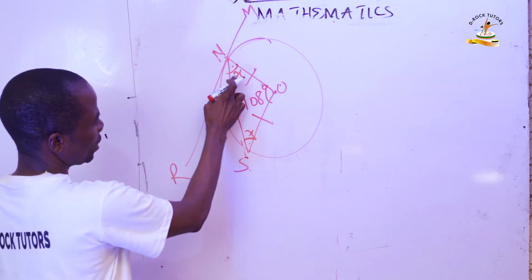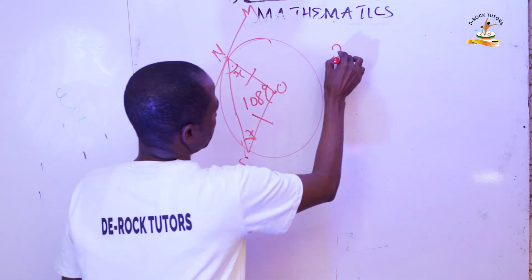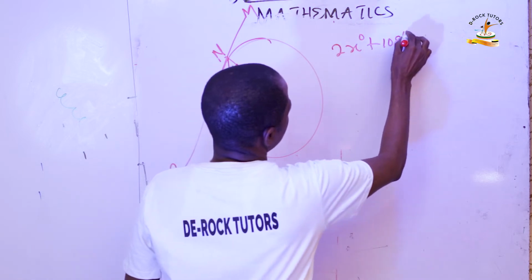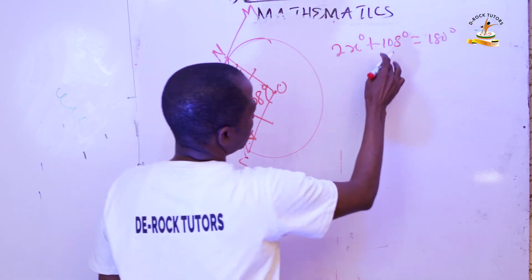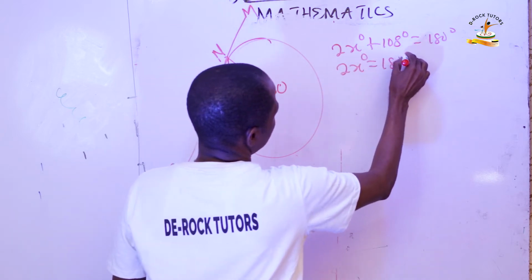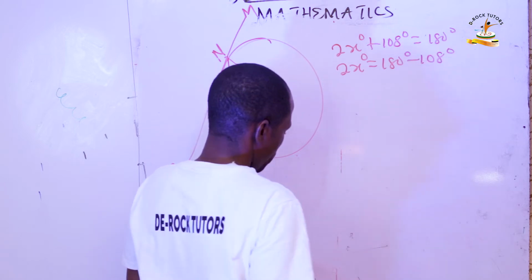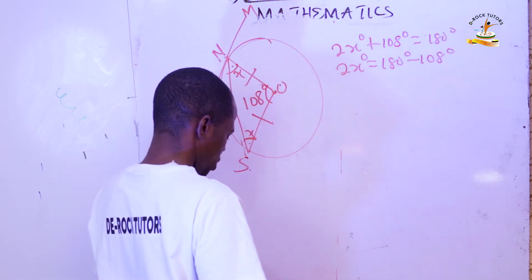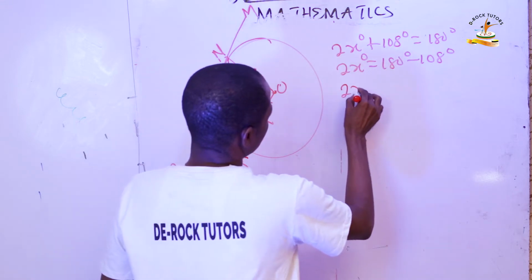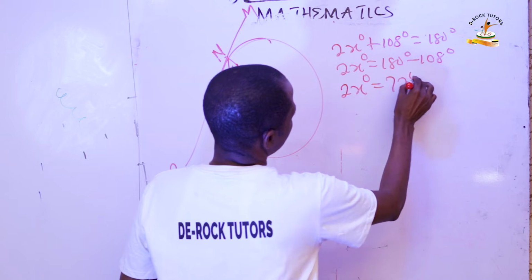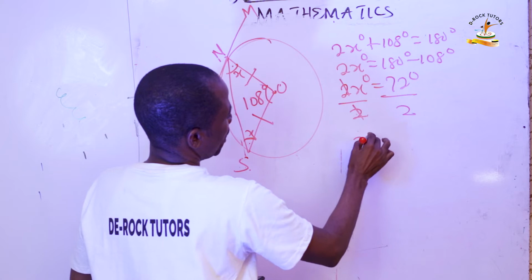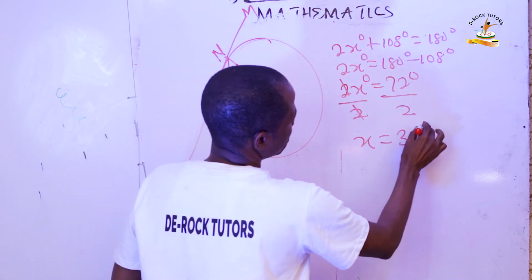Let's add them together. x plus x, that's 2x degrees, plus 108 degrees, all equal to 180 degrees. If 108 is taken to the opposite side, 2x degrees is equal to 180 degrees minus 108 degrees. If you do the subtraction, 180 minus 108, that's 72. So 2x degrees is equal to 72 degrees. If you divide both sides by 2, then x will be 36 degrees.